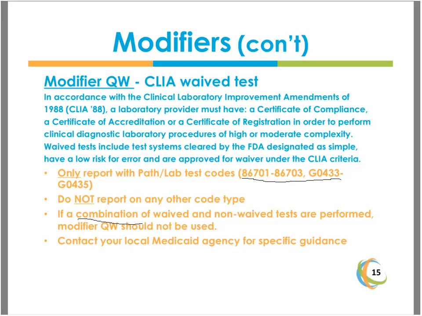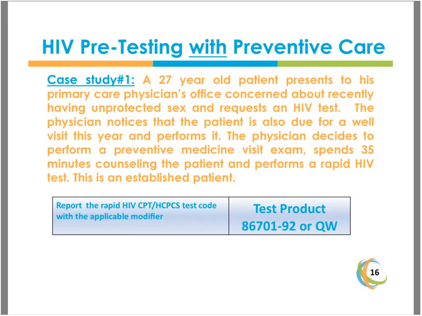To find out which CPT or HCPCS codes are appropriate with Modifier QW, contact your local Medicaid agency for specific guidance. So let's look at some examples.